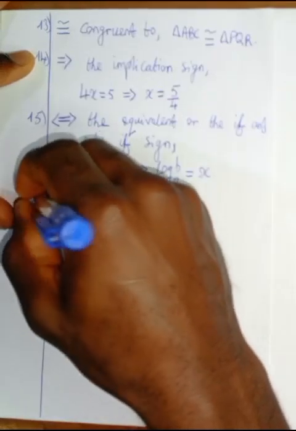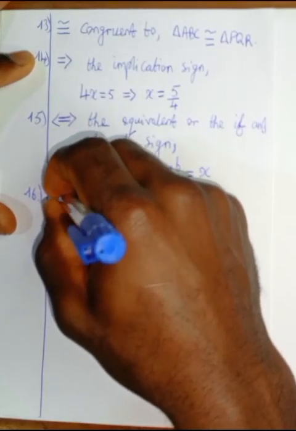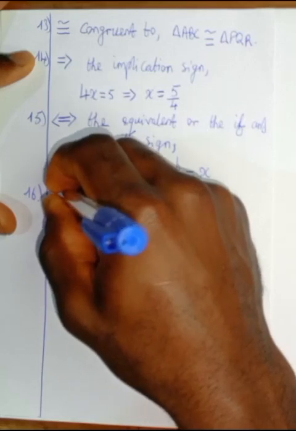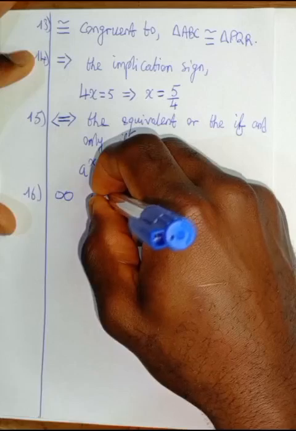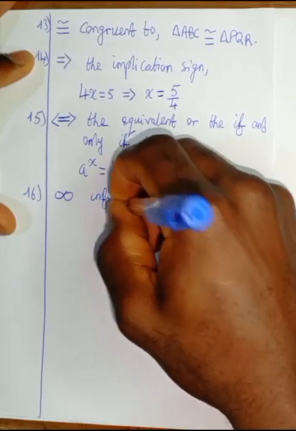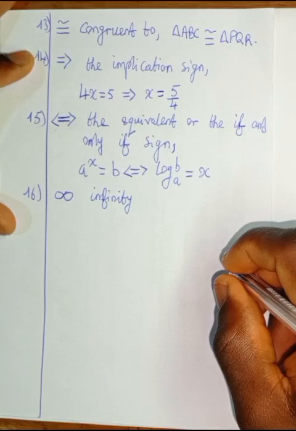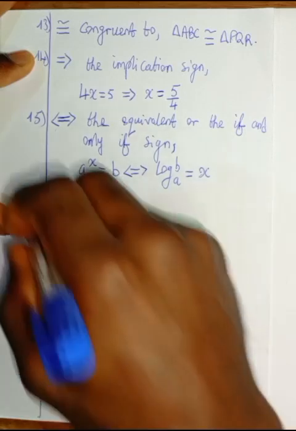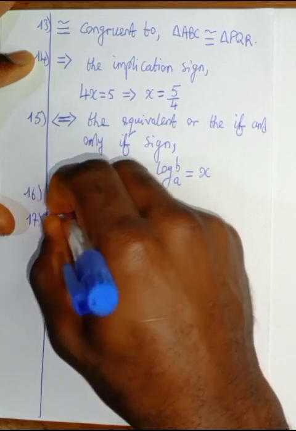We go to 16. We have a symbol that looks like an 8 which is sleeping. We call it the infinity sign. It stands for infinity. It stands for very, very large numbers. We go to 17. We have pi.